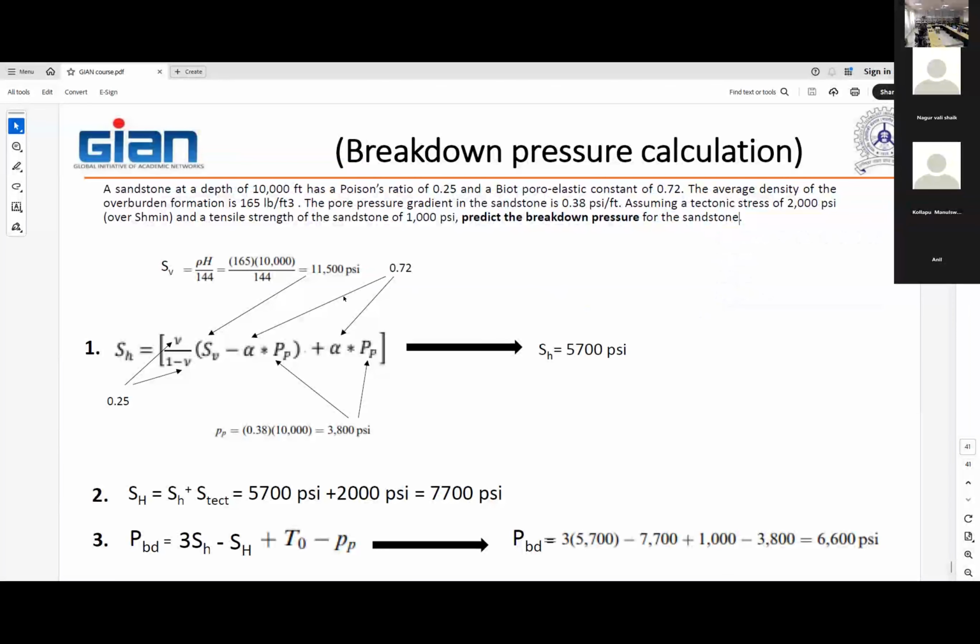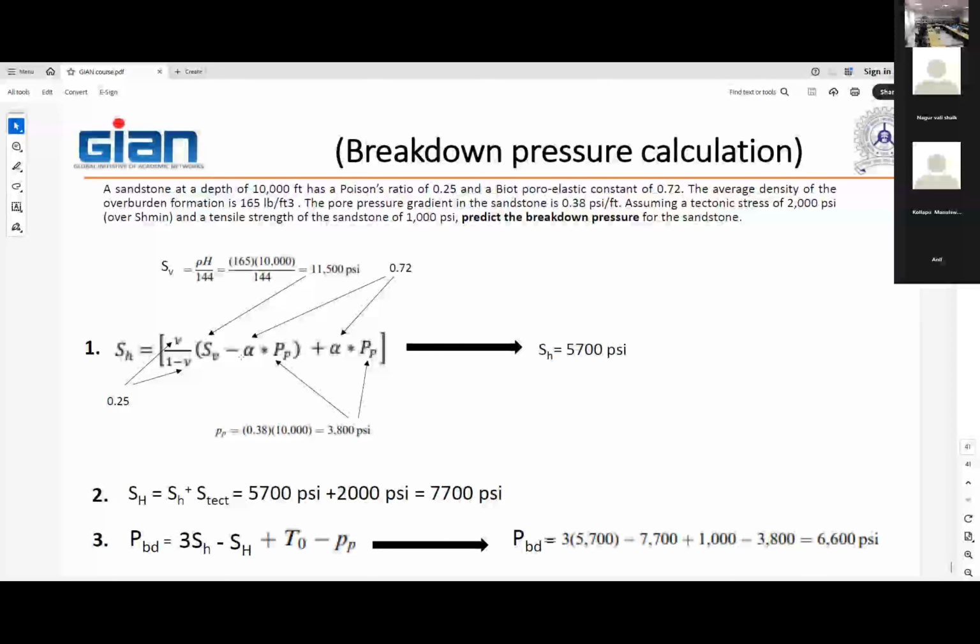Okay, breakdown pressure. So you start with calculating the vertical stress, which is density times the height. Height is what? Depth, which is 10,000, divided by 144, equal to 11,500 psi. So at 10,000 foot depth, you have 11,500 psi vertical stress. Okay, that is the weight of the rock plus fluid above that point. Now calculate the minimum horizontal stress. So this is the equation. Put nu equal to 0.25, which is the Poisson's ratio. SV, which is the vertical stress of 11,500, you put it there.